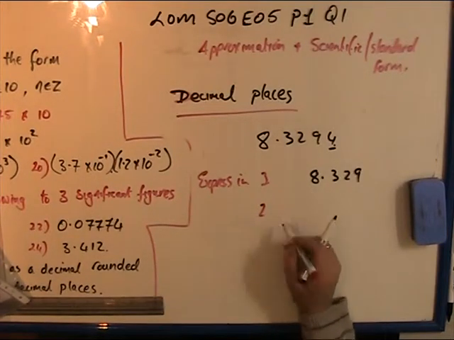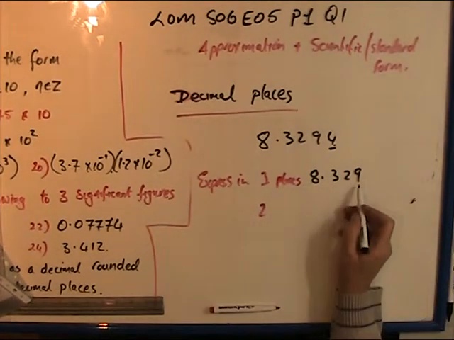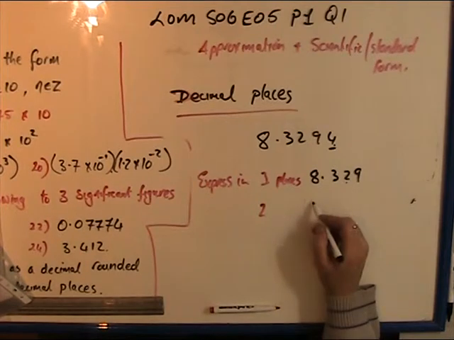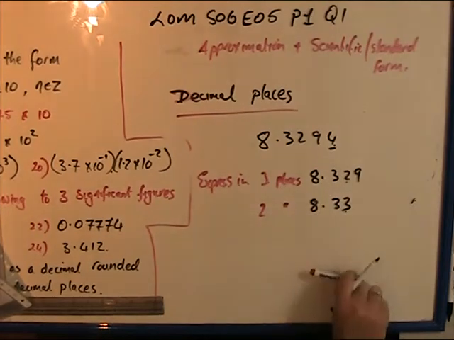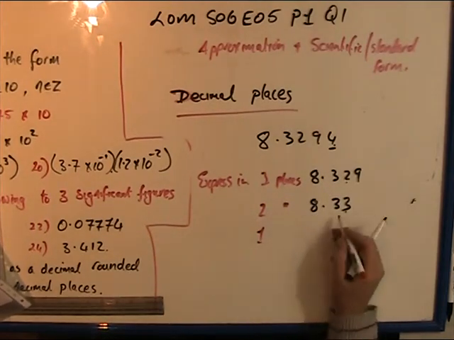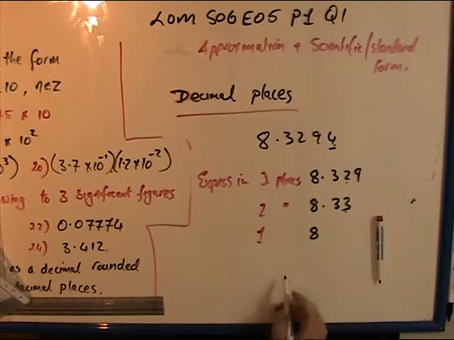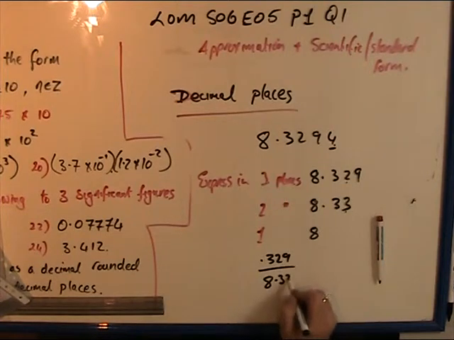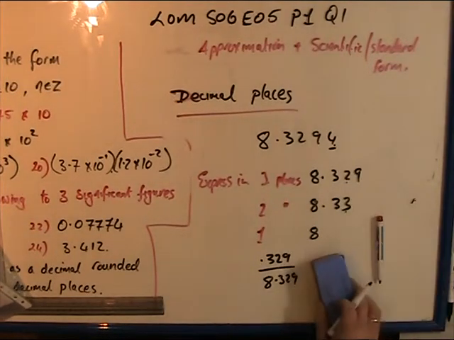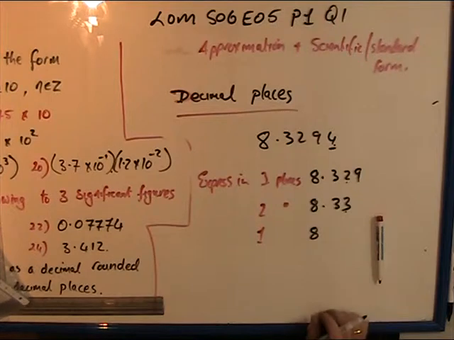Express in 2 places of decimals. The 9 will change that 2 to a 3, so you've got 8.33. That's 2 places. And then you've got 1 place, and you see that the 3 cannot change the 3 because it's less than 5, and the answer is 8. So the error is 0.329 over the true estimate, which is 8.329, not the rounded estimate. It's the true value all the time, or the estimate value.